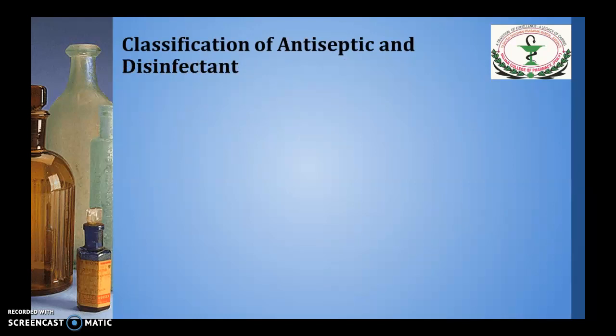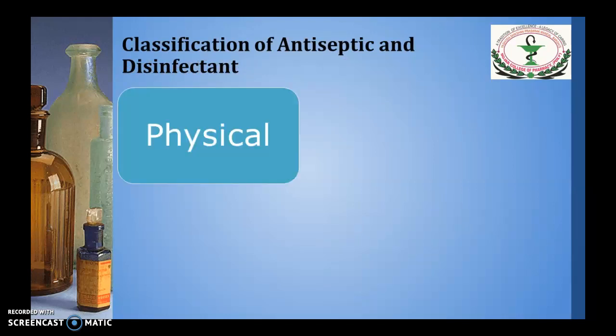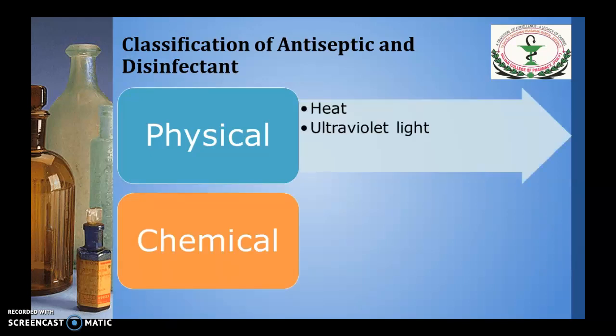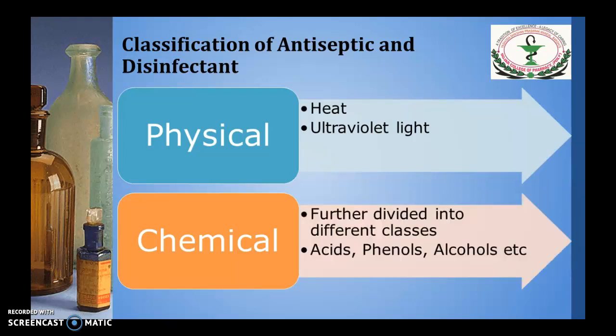Now we will see the classification of antiseptic and disinfectant, which is broadly classified into two major classes: physical agent and chemical agent. Physical agents are heat and ultraviolet light, and chemical agents are further divided into many different classes, which we will see in the next slide.